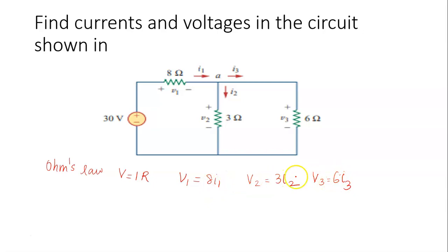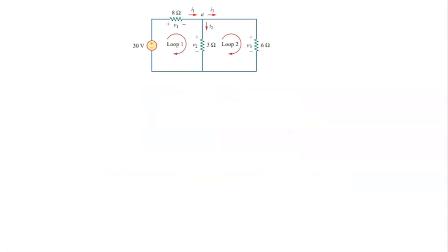By these three equations, we can find the voltages across the three resistors. To find these voltages, we need to find what is I1, I2 and I3. In order to find I1, I2, I3, we are going to use Kirchhoff's current law and Kirchhoff's voltage law. So we are considering the circuit as two loops, this one as loop 1 and this one as loop 2. Now we are going to apply KCL at this node A.